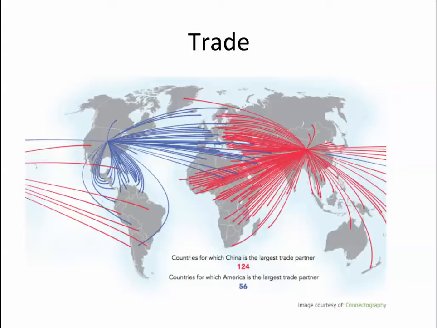We can also look at economic geographies in terms of trade. And of course, this is a very important issue today, which is trade imbalance and the possibility of a trade war. Well, one way that we can look at that is trading partners. That is the exchange of goods and services between countries. And what we look at here is that we can see that, for example, China's trade geography is much broader than the United States. 124 countries have China as their largest trading partner, whereas the United States has 56.